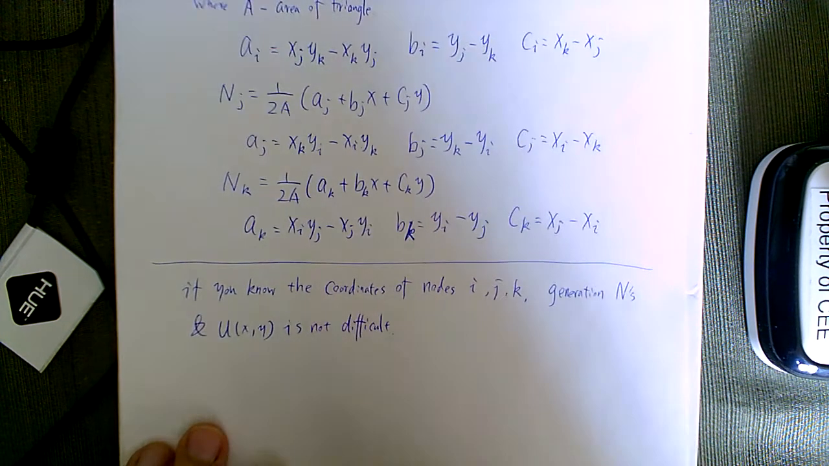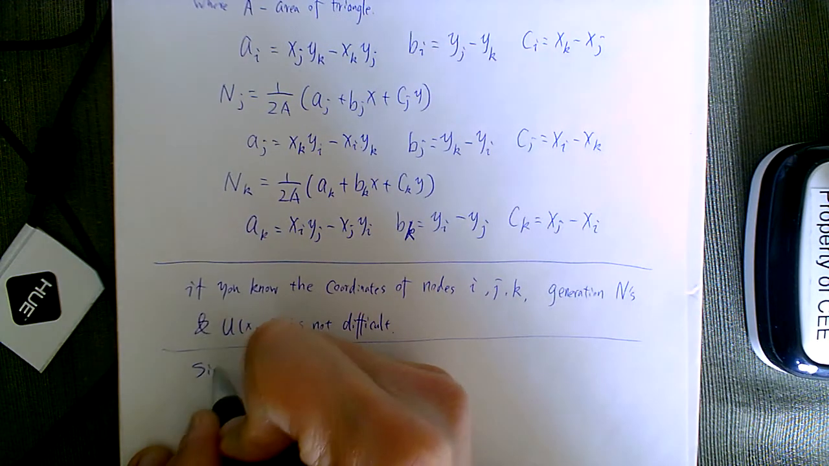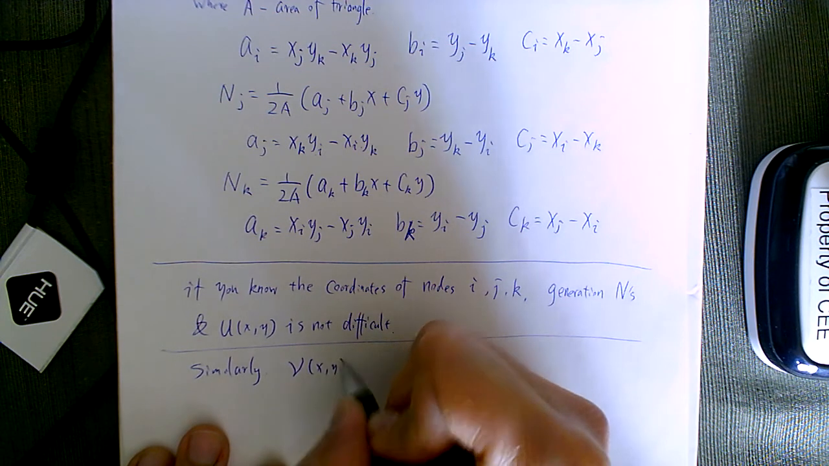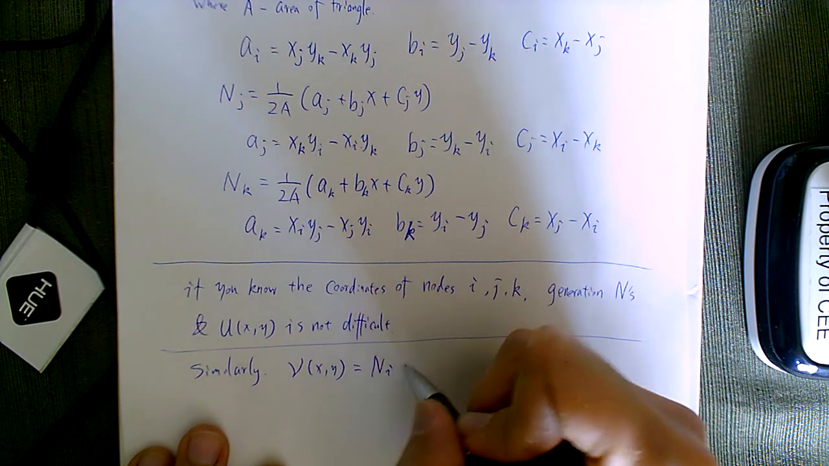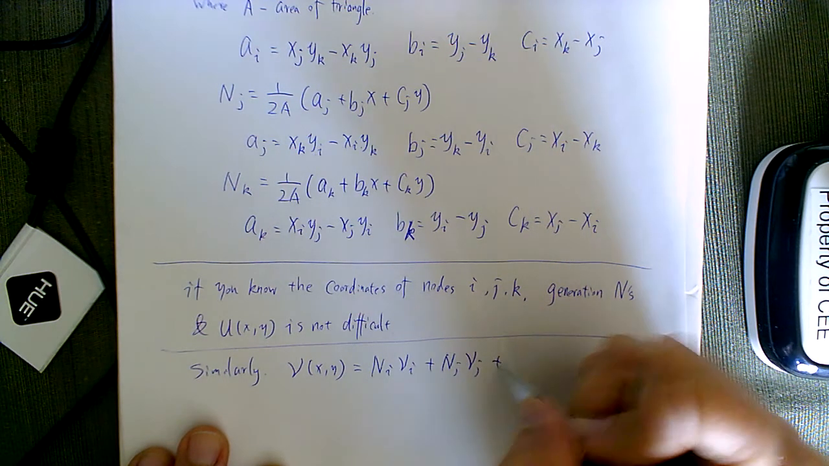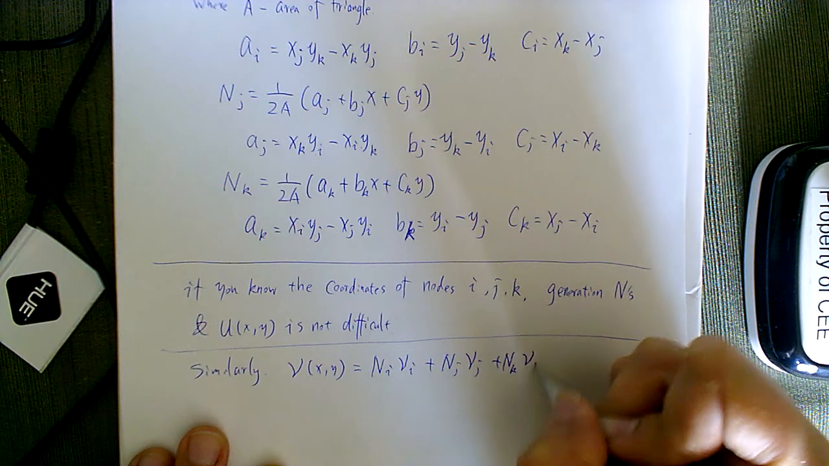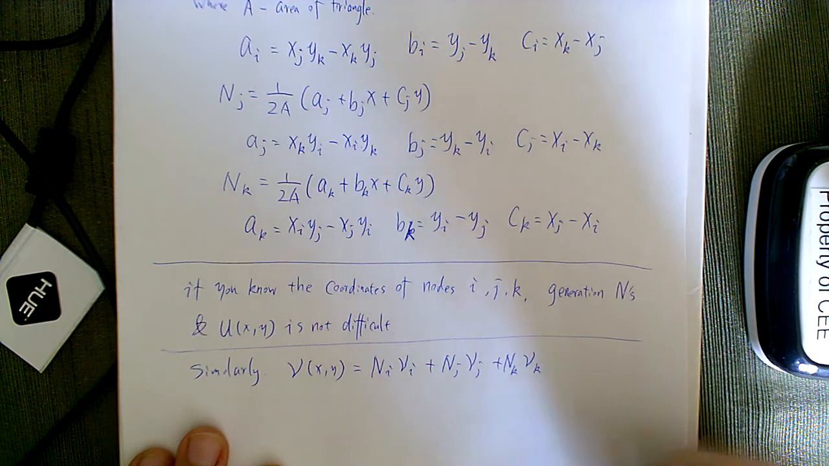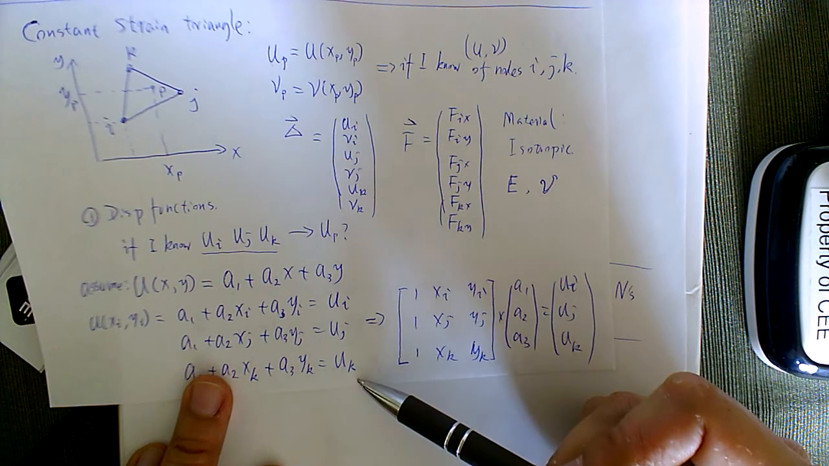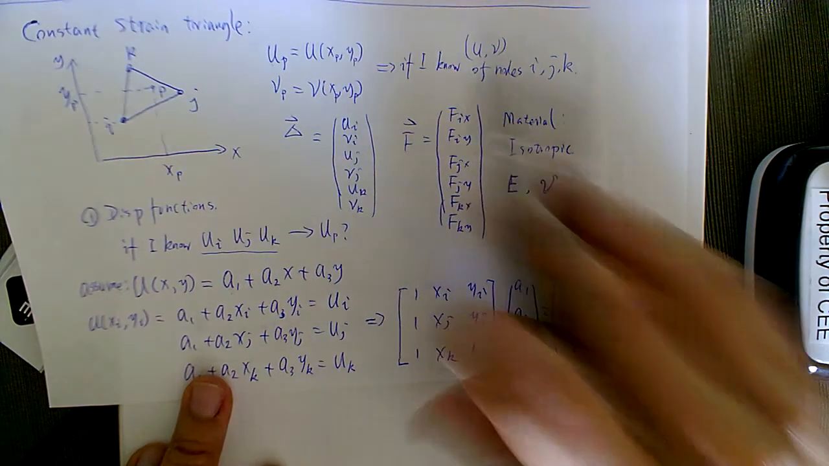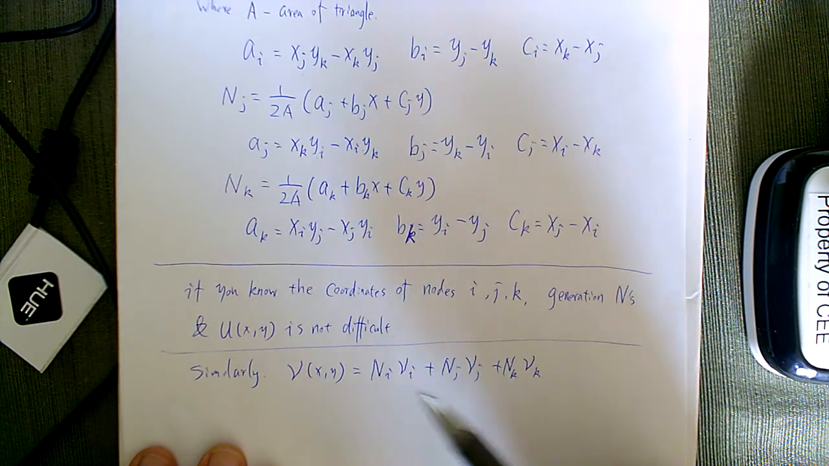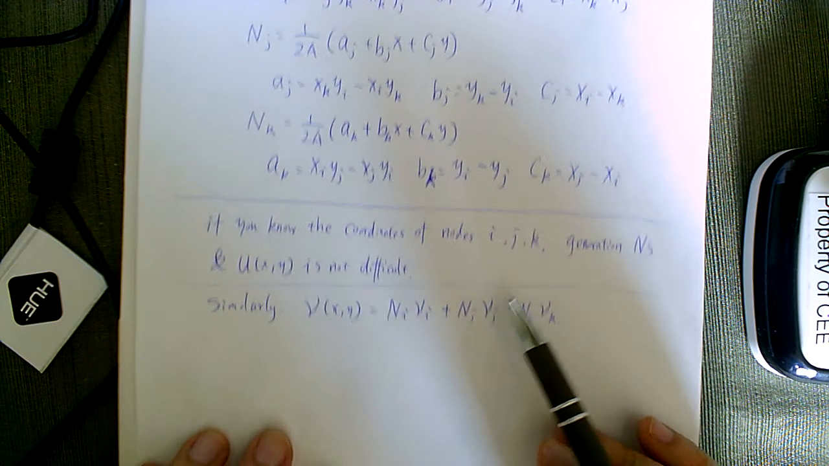So similarly, you can get your v(x, y) equals Ni vi plus Nj vj plus Nk vk. If you look back at how we derived this whole thing, if you just replace u with v, everything will be exactly the same. That's why the same shape function will also apply for v.